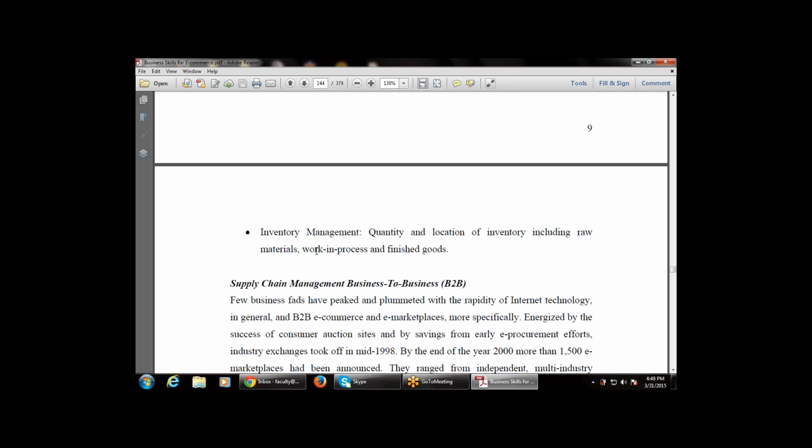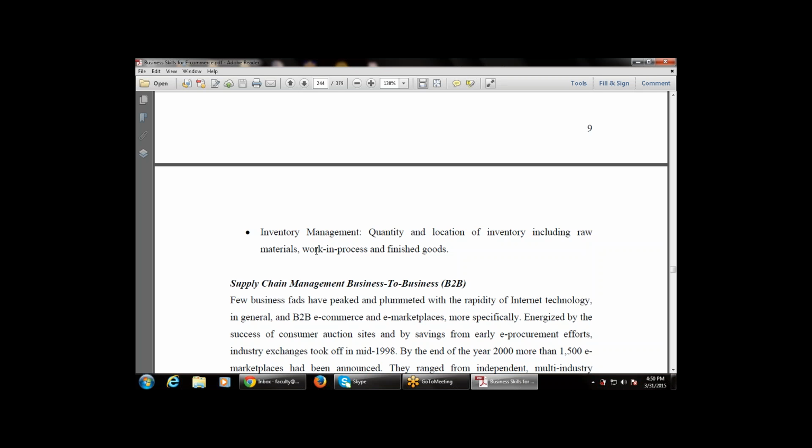Now next is supply chain management B2B, that is how supply chain management is used with business to business. Few business fads have peaked and plummeted as rapidly as IT in general, and B2B e-commerce and e-marketplaces more specifically.